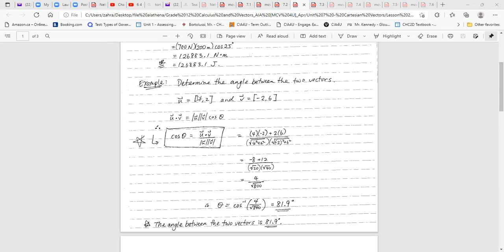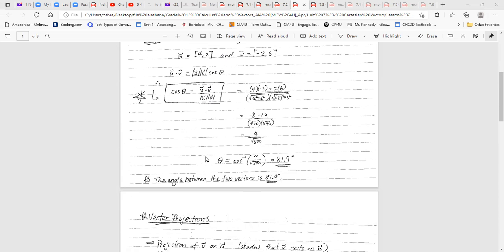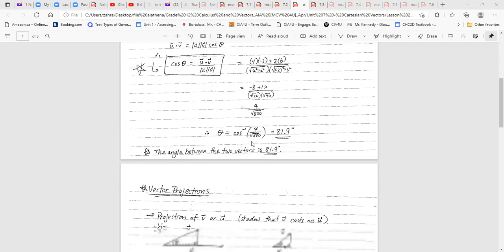The magnitude of u is the square root of the first x component to the power 2 plus the y component to the power 2, as you see there. And the magnitude of v is the square root of -2 to the power 2 plus 6 to the power 2, the Pythagorean theorem, basically. So using your calculator, simplify, and you'll get this. You need to find it. Theta is the cosine inverse of the number that you get there.